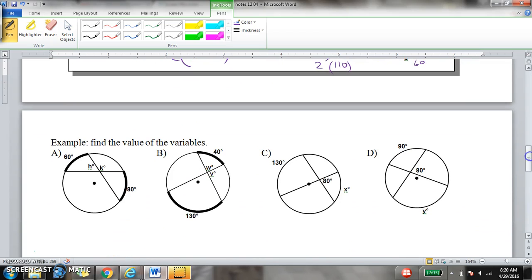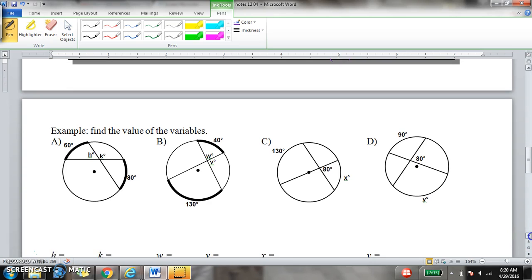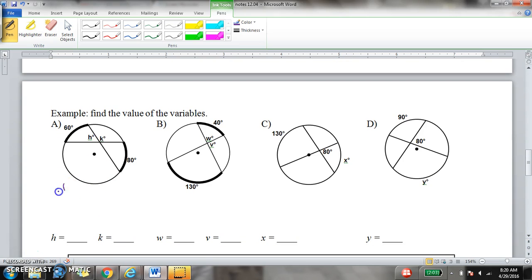So another example of that, we're trying to find H. We've got two chords intersecting inside the circle, so to find H, we take half of the intercepted arcs, 60 plus 80. 60 plus 80 is 140, and half of that would be 70. If this is 70, H and K are supplementary. They're on a straight line, so I subtract 70 from 180 to get K, and I'm left with 110.